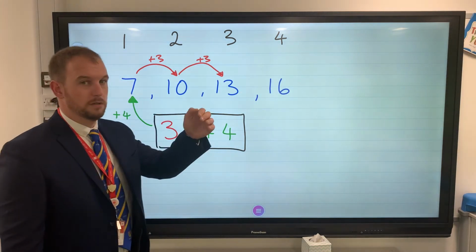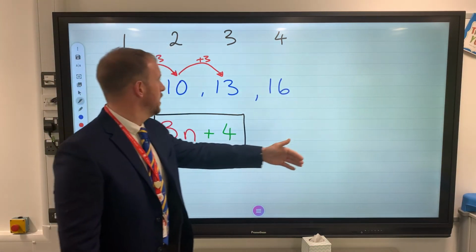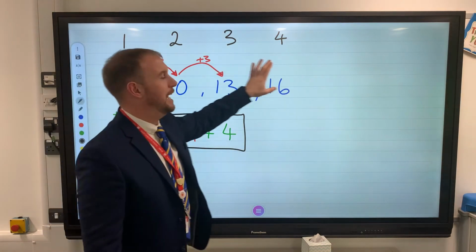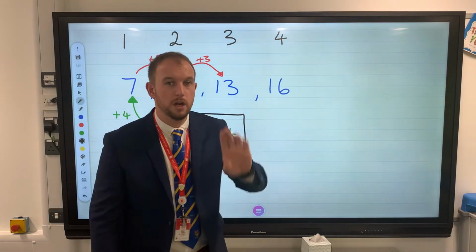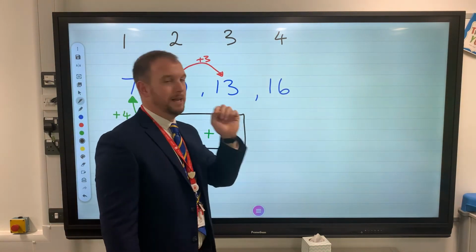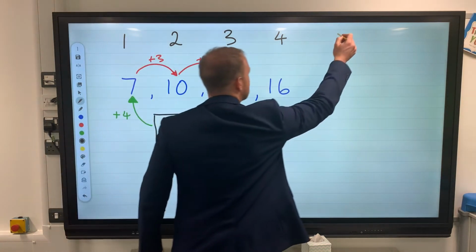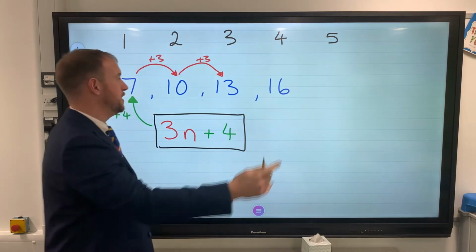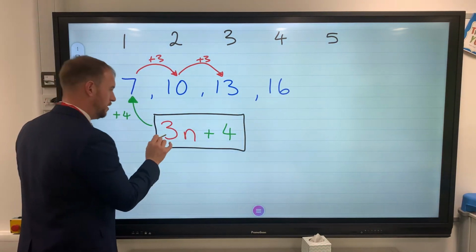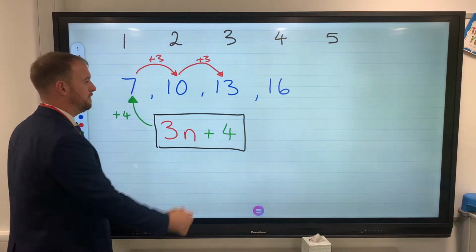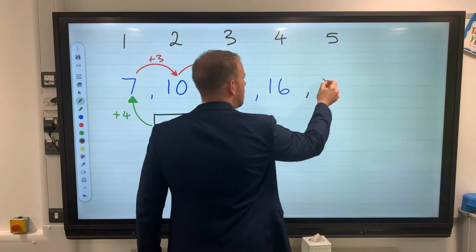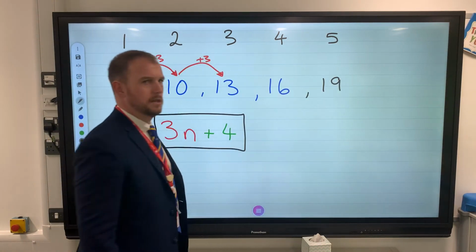Now we could work out the 5th term. Yes, you're right, we could just add on 3 to 16. We know the answer is 19. Let's use substitution. This time, when n is 5, or the 5th term, 3 times 5 is 15, add 4 is 19, so we know.